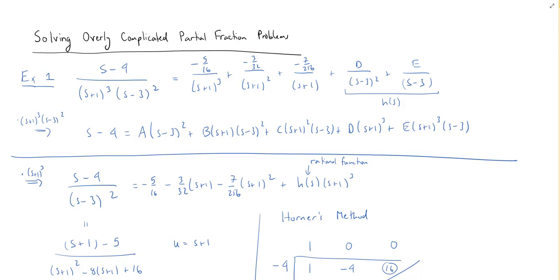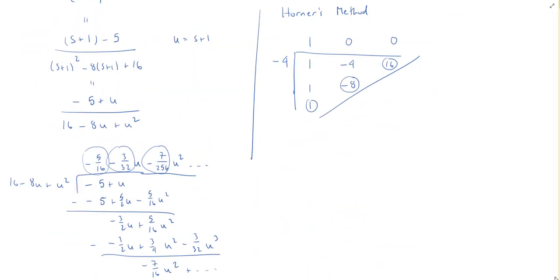Okay, well, if we want to get D and E to finish off the problem, we basically just play the same game now, right? I'll maybe call this G of S, so I don't have to worry about that bit anymore. And I'm going to, instead of multiplying through by S plus 1 cubed, multiply through by S minus 3 squared.